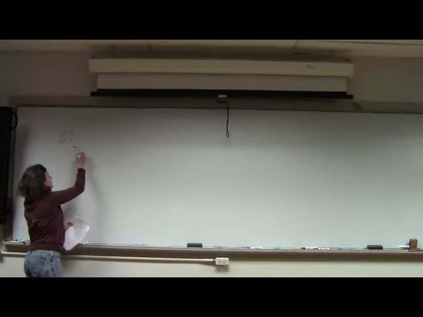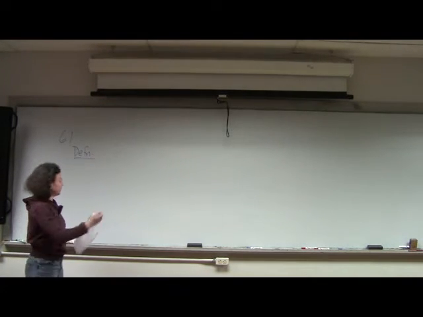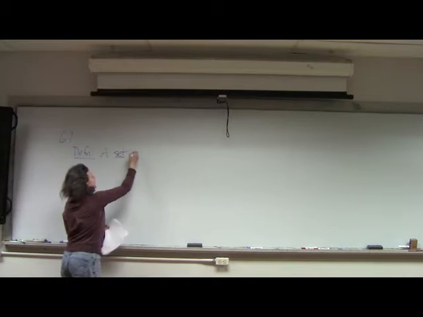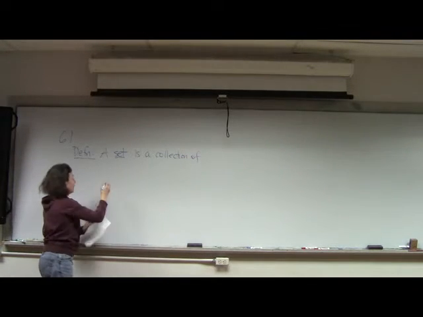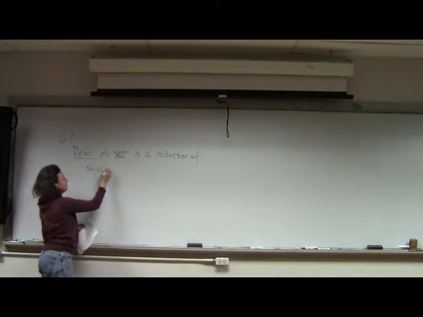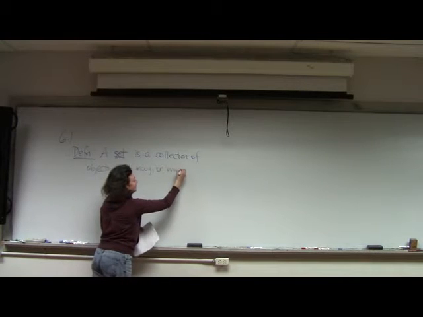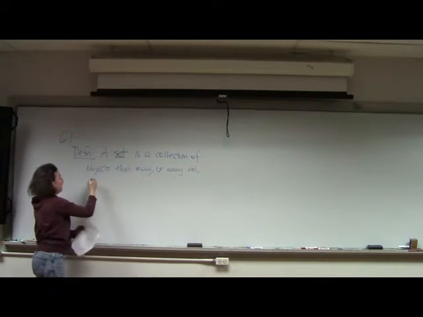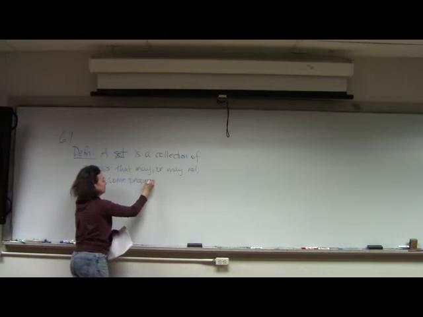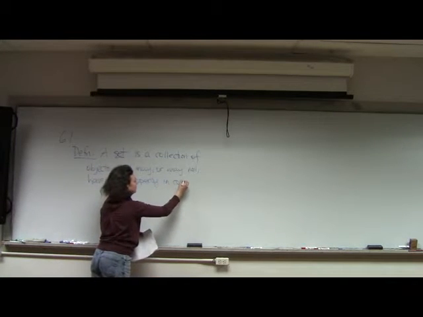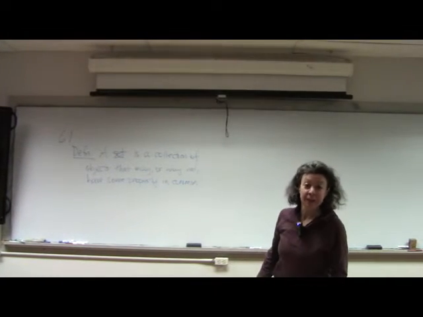So what I'm going to do with section 6.1 is give you a very general definition of what a set is. A set is a collection of objects that may or may not have some property in common. All right, now I know this is a very general definition, but it is meant to be such.